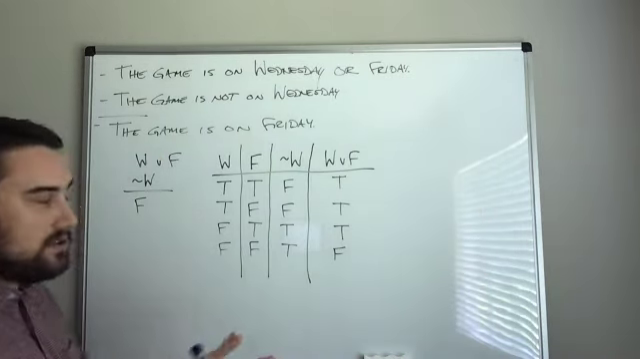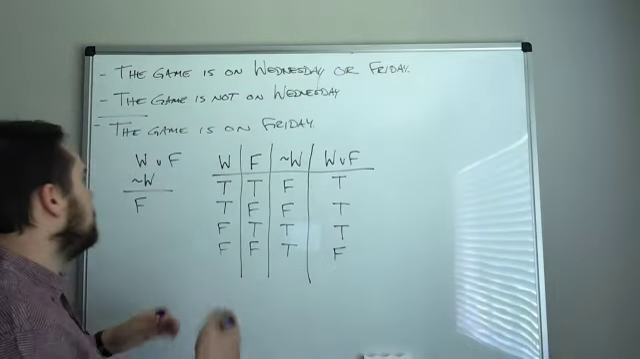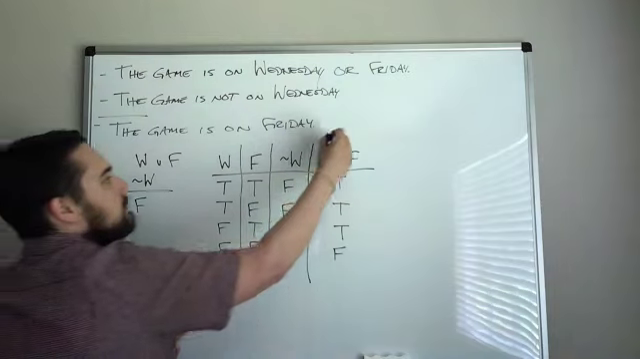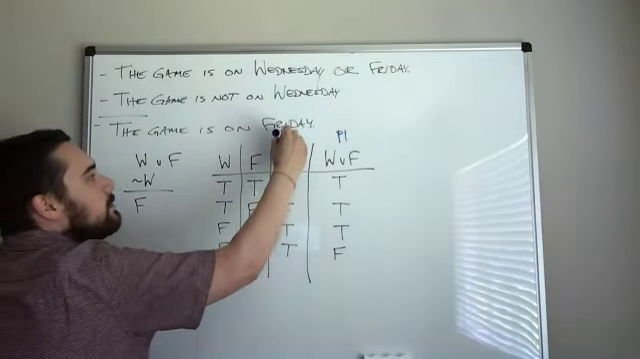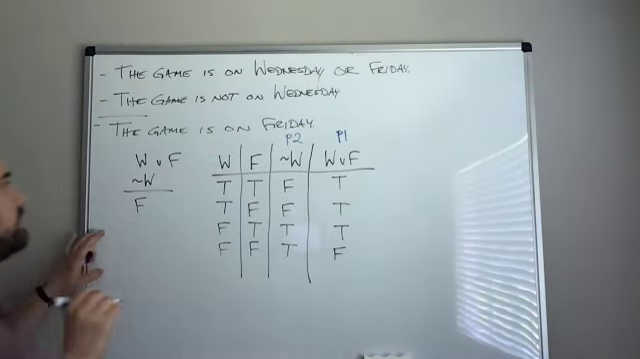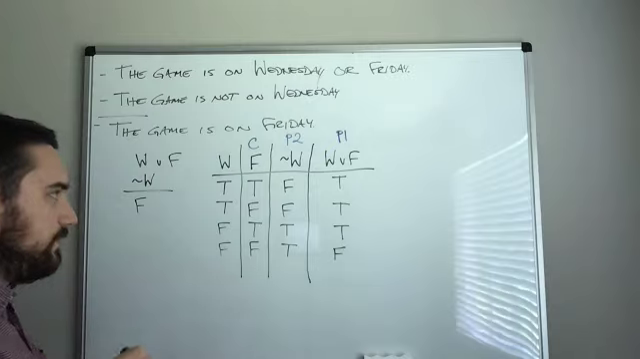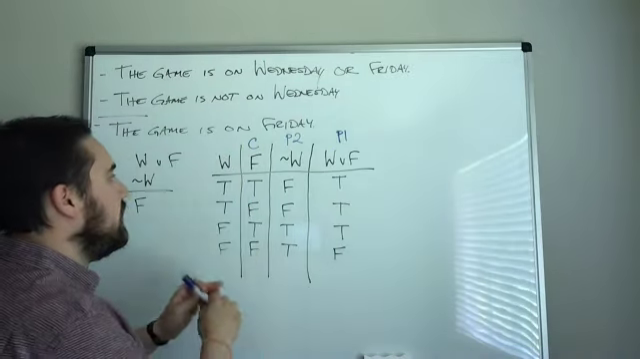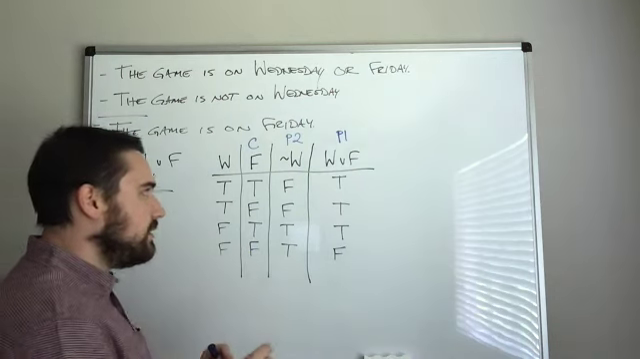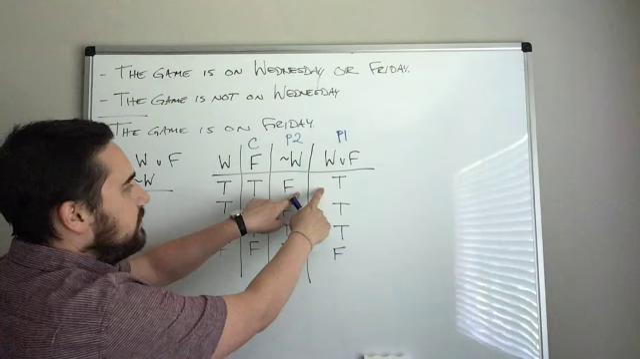So what I like to do is label on the truth table where the premises are and where the conclusion is. So this being premise 1, I'm just going to write P1 right here. Premise 2 being the negated W, and then the conclusion being F. Okay, now what we're going to do is look at each row, and we're going to try to find a place on the table where we have all true premises. So we look at the first row.